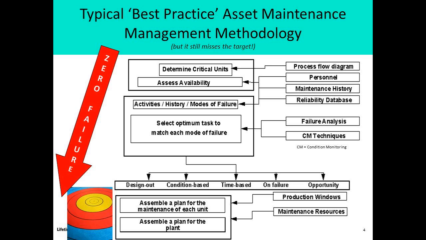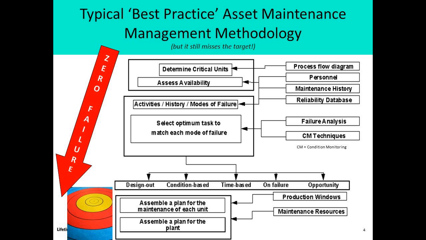RCM would be a technique that applies all this in a structured process, but it only gives us 5 options. Either we design the problem out, and get rid of the risk of the failure occurring, which to me is a smart thing to do, and you would do it if it's justifiable from a financial point of view. Condition-based monitoring: which of these machines, which of these failure modes do we have to watch for and make sure that as soon as they begin to appear, we do corrective maintenance to address those.